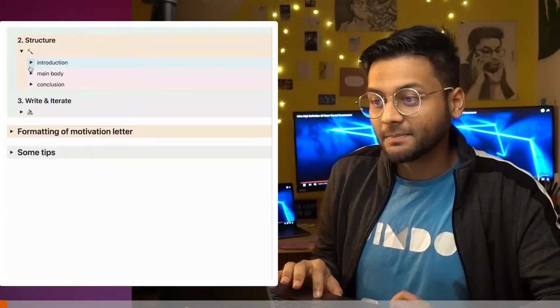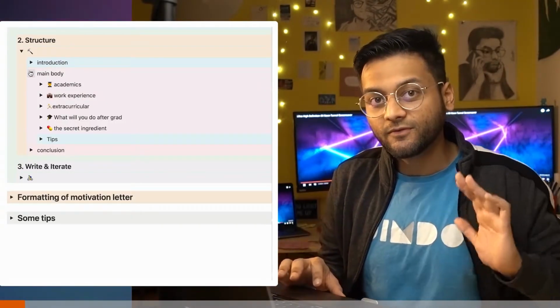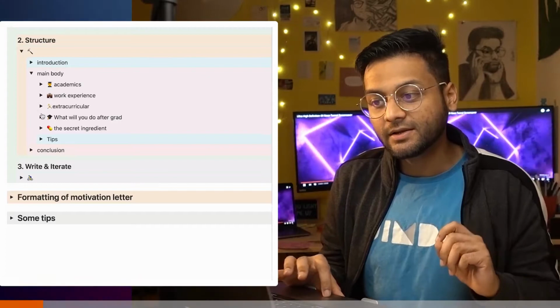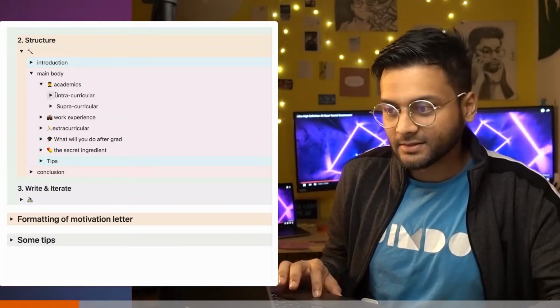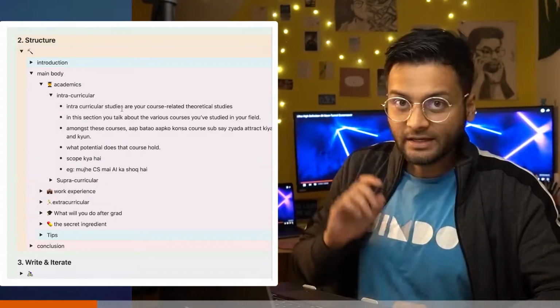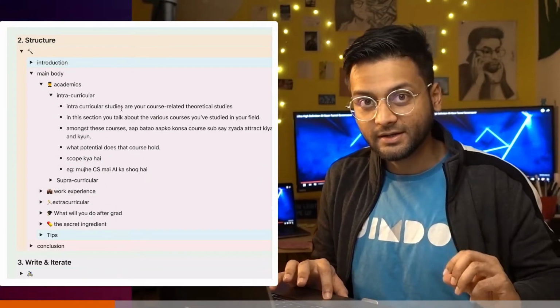The second part is the main body, and here you have to talk about 5 main points. These points written here are not in any specific order. In academics, you can talk about 2 main things, intercurricular and supracurricular. Intercurricular are studies which are course-related theoretical studies.